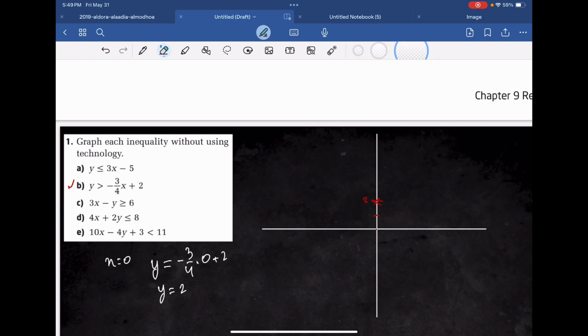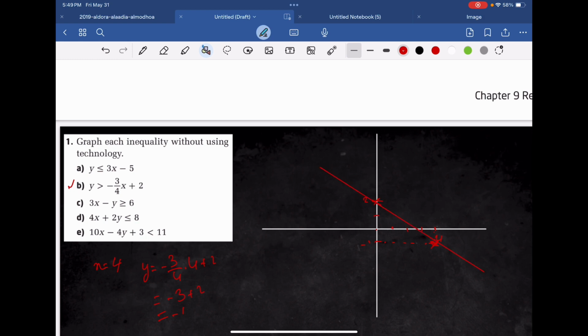A second point that I can use, same thing: if x is equal to 4, my y will be minus 3 over 4 times 4 plus 2, which is minus 3 plus 2, which is minus 1. So if x is 4, 1, 2, 3, 4, my y will be minus 1. So my point will be here. Perfect.